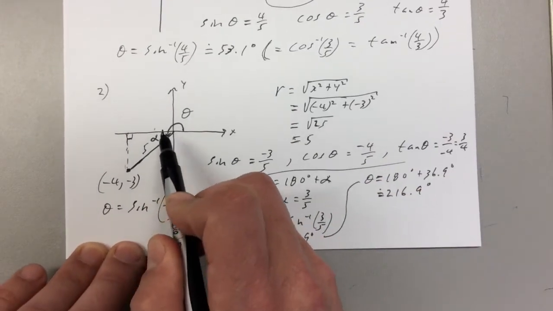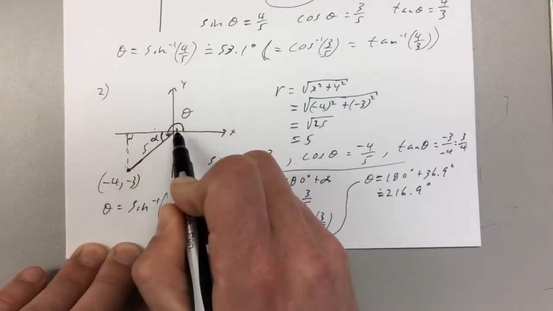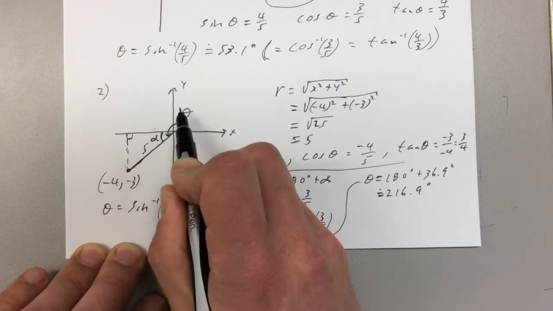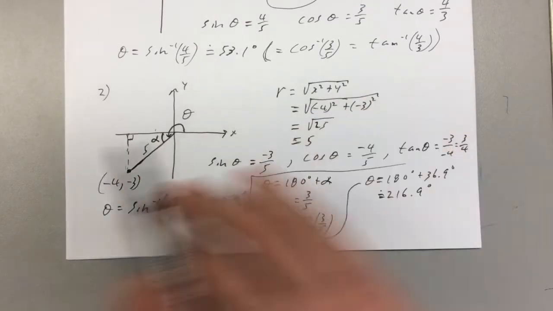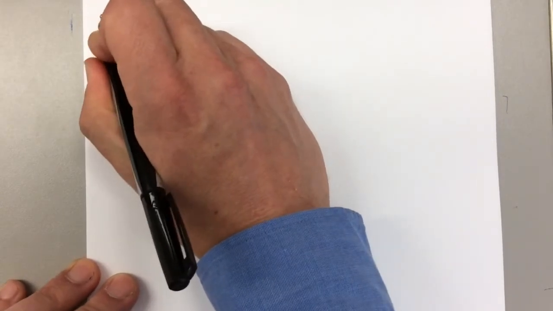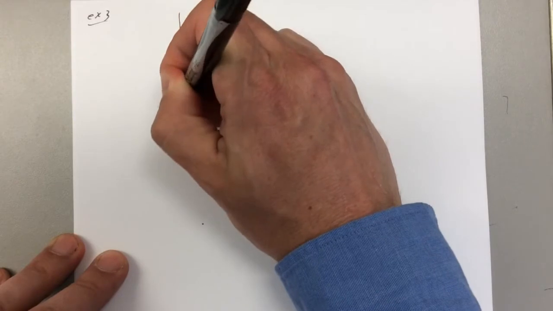If the diagram, or if the angle, the terminal arm was in this quadrant here, instead of adding 180 to alpha, you would subtract alpha from 180. Okay? So let's take another look at one. So example 3. Let's take a look at one in that quadrant.